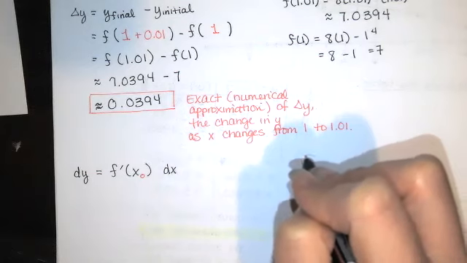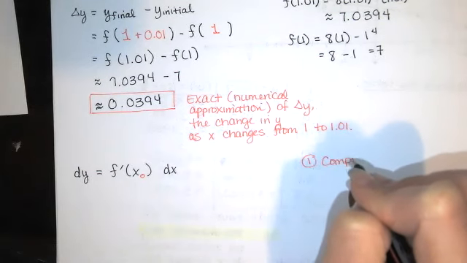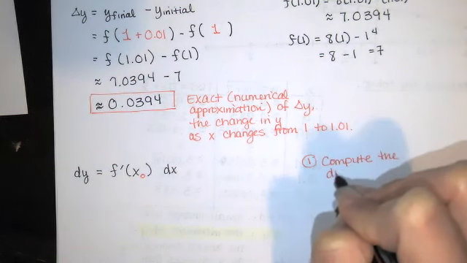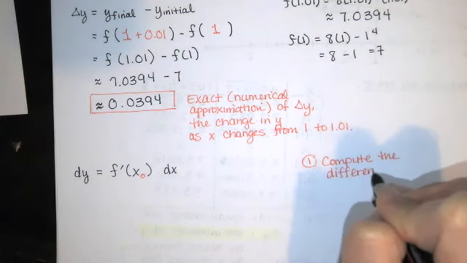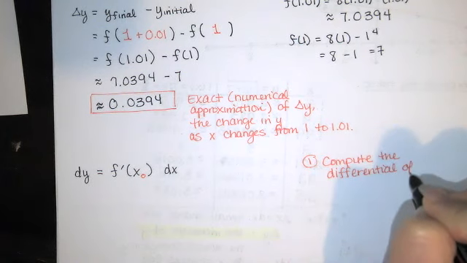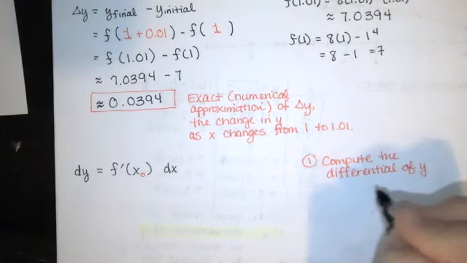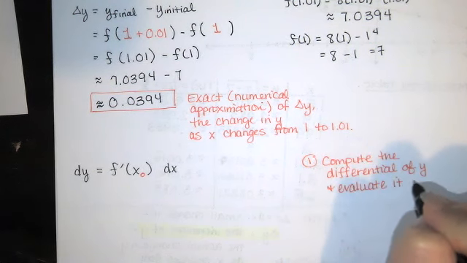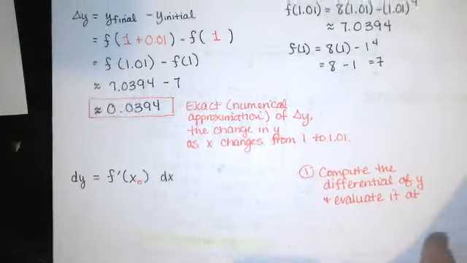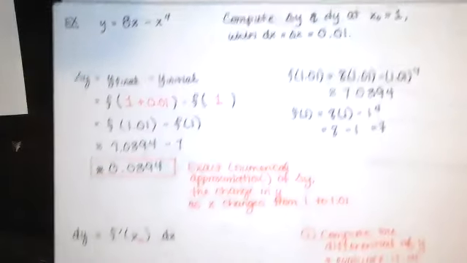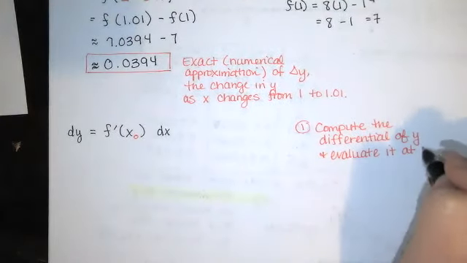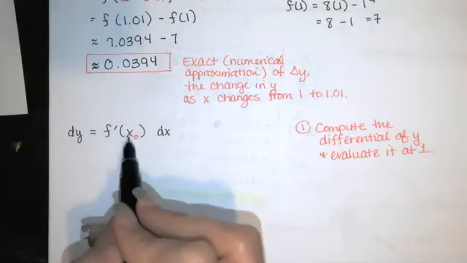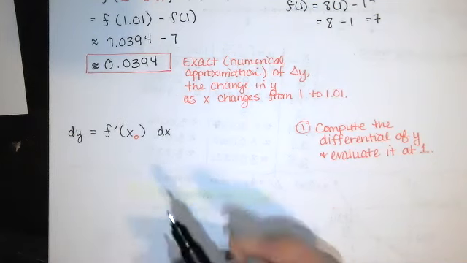So we're going to write out the steps over here. First, we want to compute the differential of y, and then we want to evaluate it at x naught. And x naught, remember, is x naught equals 1. So really, we just need the slope of the curve, and then we'll substitute in x equals 1.